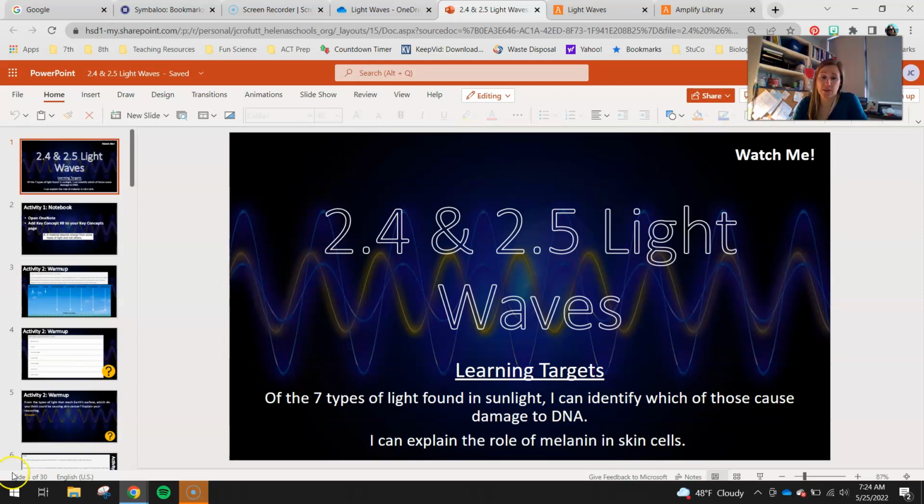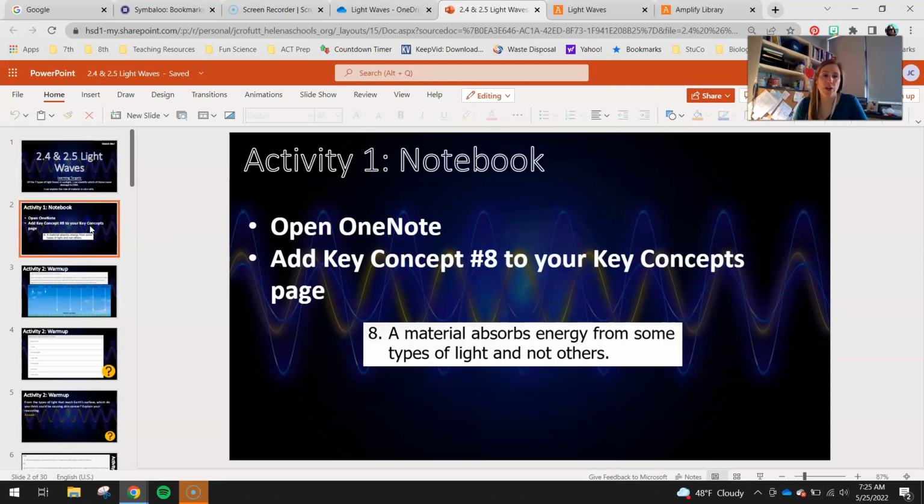Okay, so your learning targets: of the 7 types of light found in sunlight, I can identify which of those cause damage to DNA, and I can explain the role of melanin in skin. So we're also going to talk a little bit about the biology of a skin cell and this pigment called melanin and how that helps protect our DNA and our skin. And then again, we're going to tie that all back to Australia to see why Australia has higher skin cancer rates.